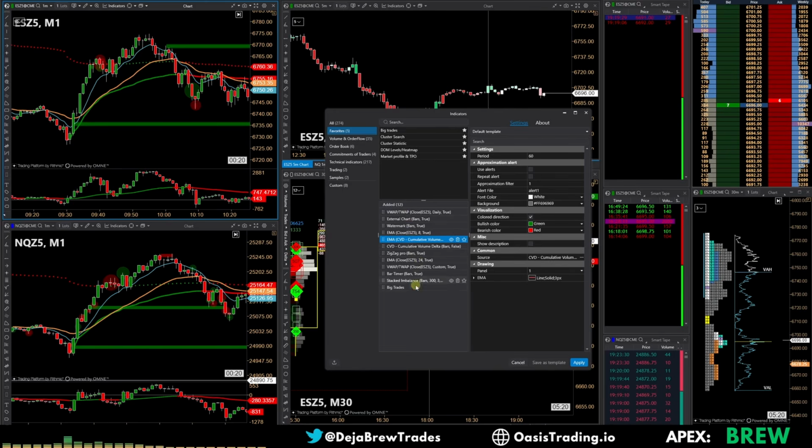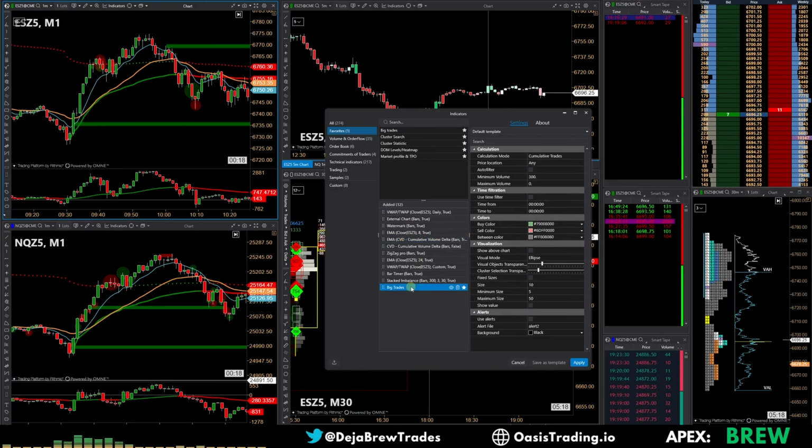The other thing you want to track are the block trades, which I showed you for my other chart, but these are the block trades for my 1-minute chart.